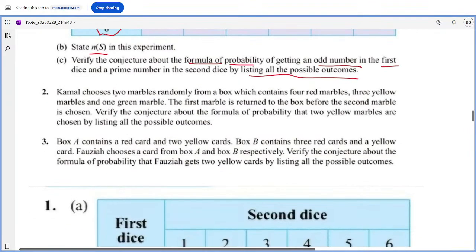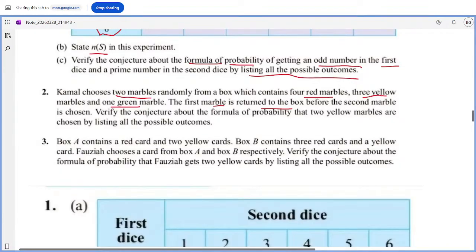Question 2. They say he chooses 2 marbles randomly from the box, which has 4 red, 3 yellow, and 1 green. So you're just choosing 2 out of a total of 8: 4 plus 3 plus 1. They say the first marble is returned to the box. Return to the box, guys. Keyword. Return to the box means what? Dependent or independent? You're returning the marble. Yes, okay, it will become independent.